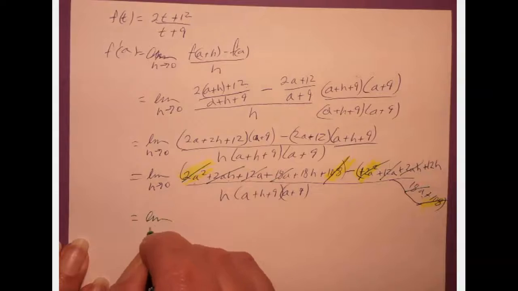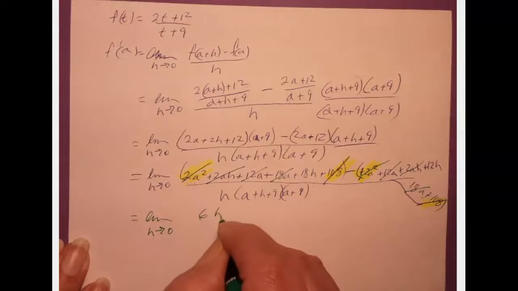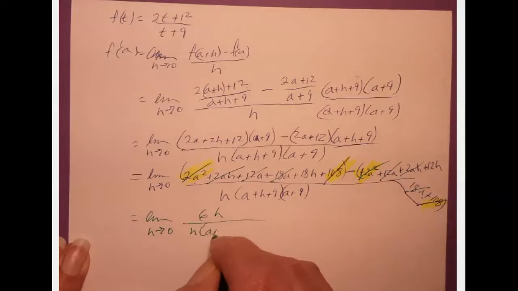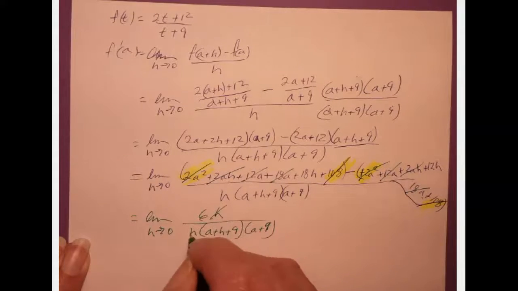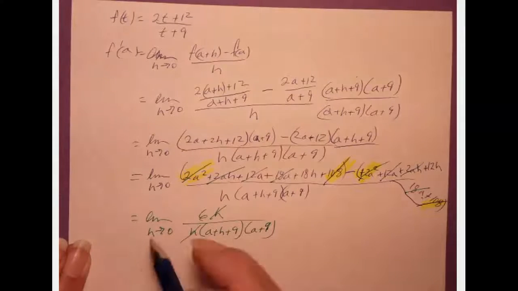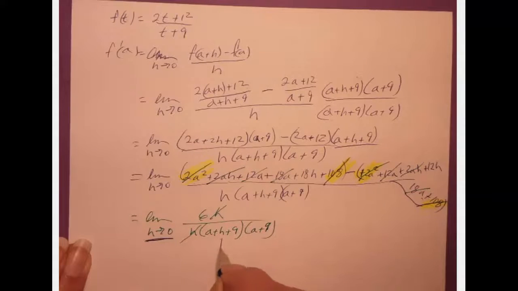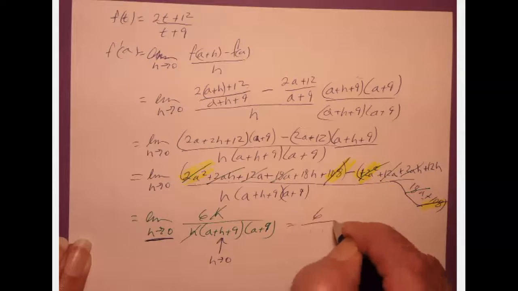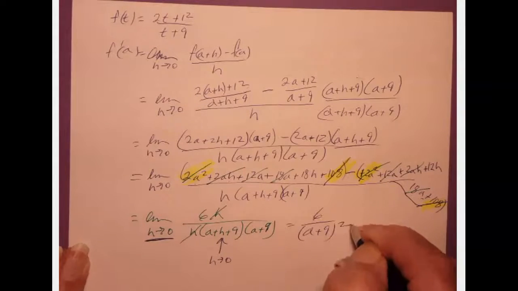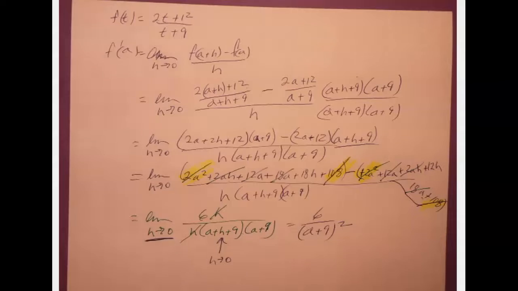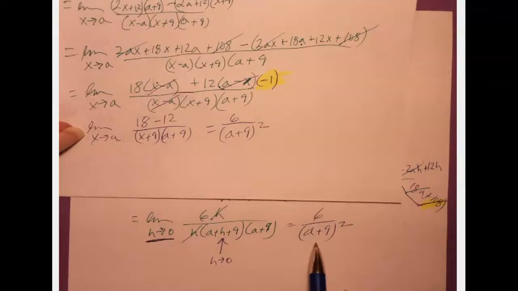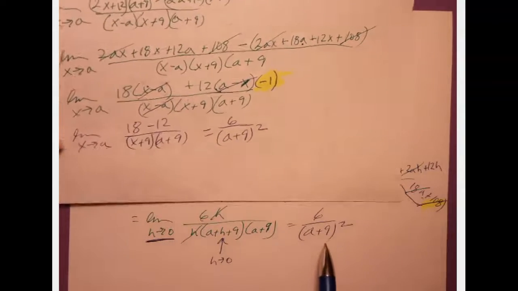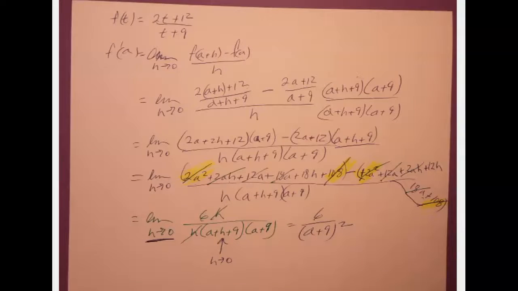So this is the limit as h goes to 0 of 6h all over h times a plus h plus 9 times a plus 9. Those h's go away. And now, because h is going to 0, that h is going to 0. So we end up with a plus 9 squared. So we have 6 over a plus 9 squared. Now, was that what we got the first time? And it is. So I'm feeling pretty good about having gotten the same result. That's probably my derivative, unless I made a really good mistake on each one of them.